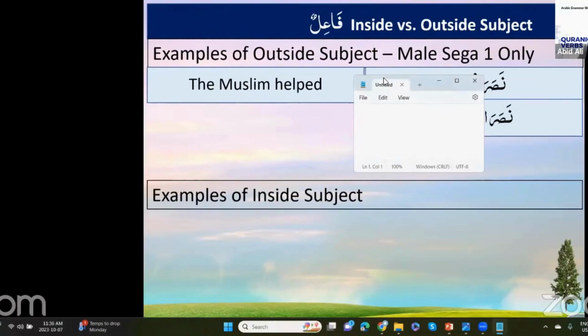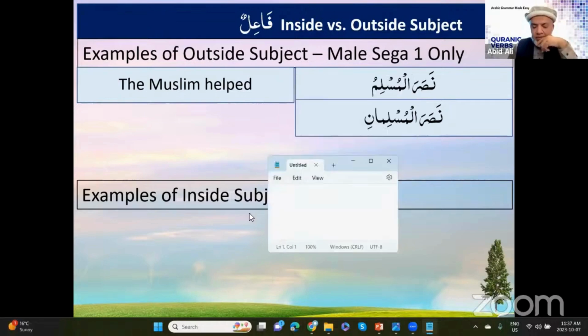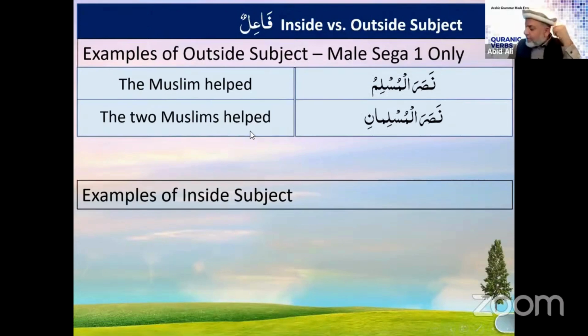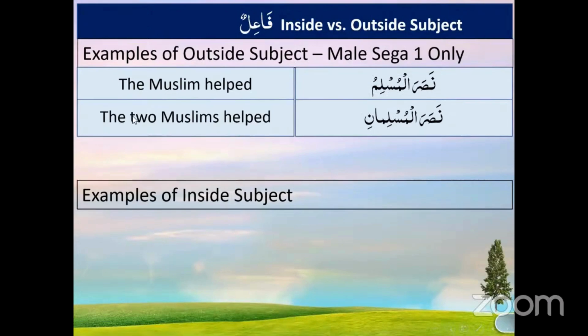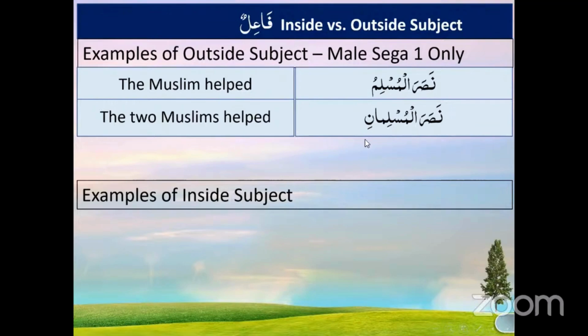So when I say Nasara al-Muslimani, what is the translation? The two Muslims helped. I did not say they two helped. If there was only Nasara, then the translation would have been they two helped. But over here, I replaced the they two with two Muslims. So is this an outside file? Yes. Good job.